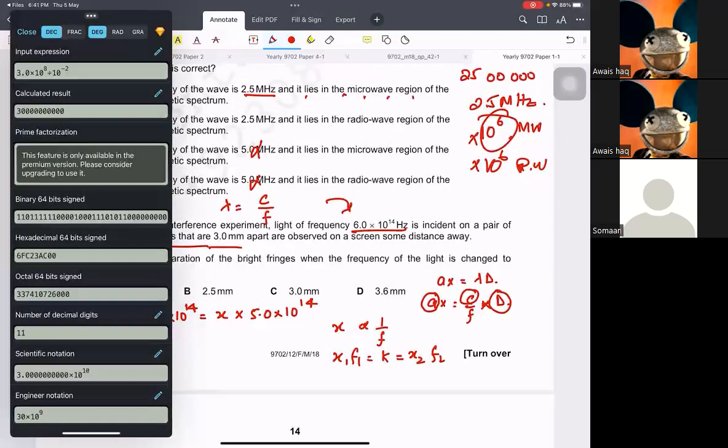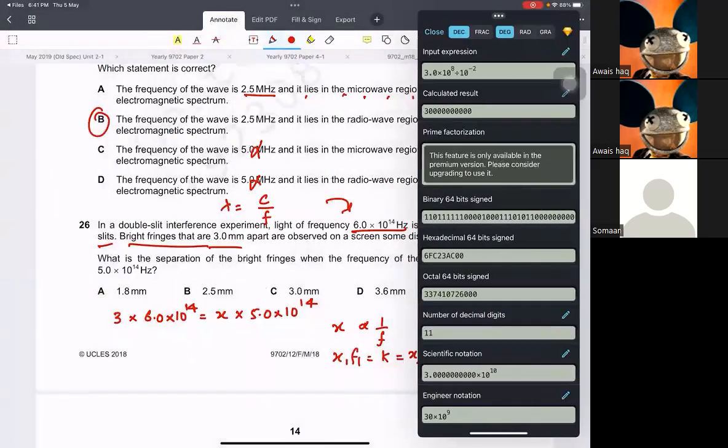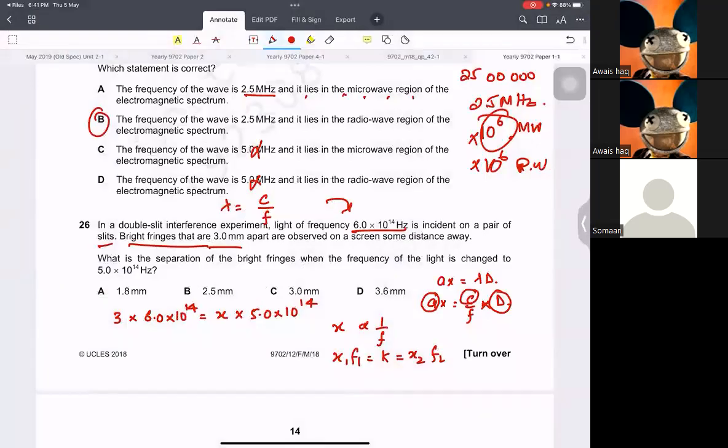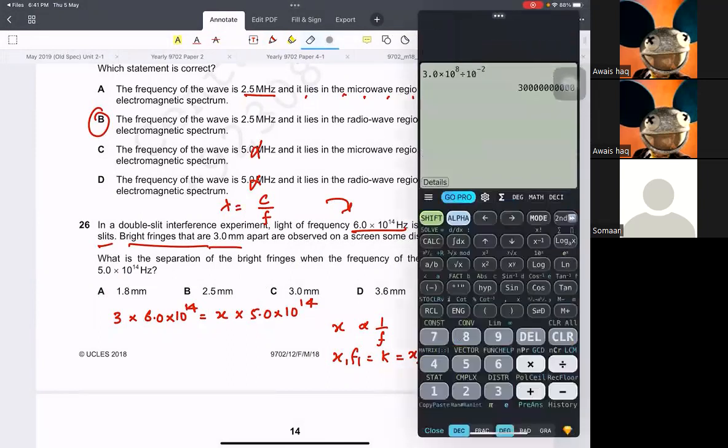Sir, if it is inverse proportion, won't it be 1/k? Not 1/k, this is the inverse proportion. When you multiply f here. Oh, right? Okay, sir, got it. If this was direct, then you would write x1 over f1 equals k, like that. Okay, sir, got it. Now it's pretty simple. All you need to do is calculate.